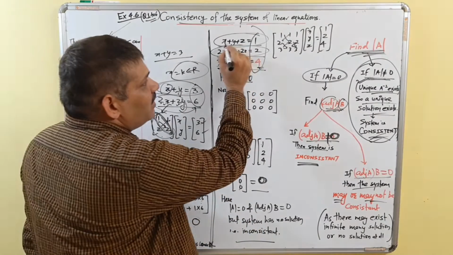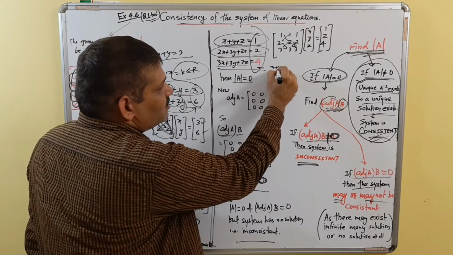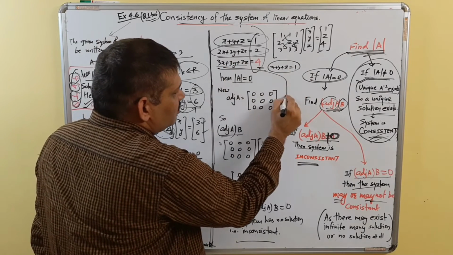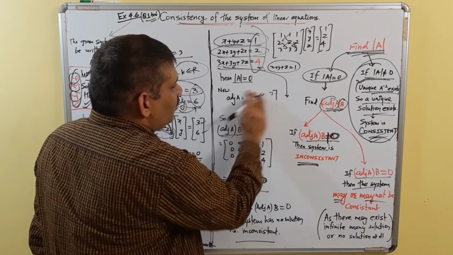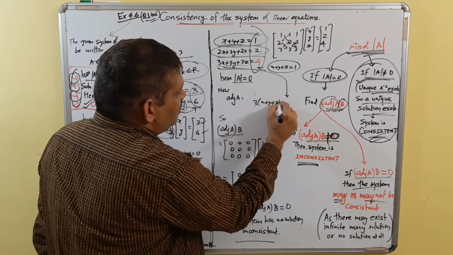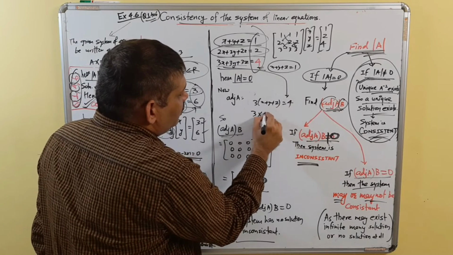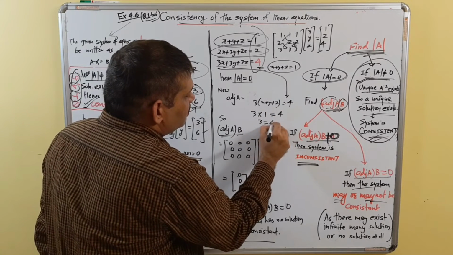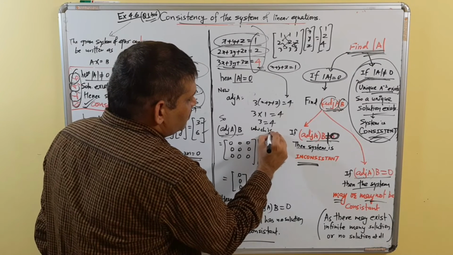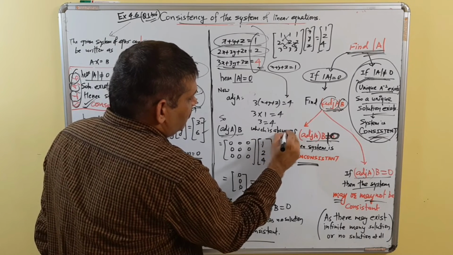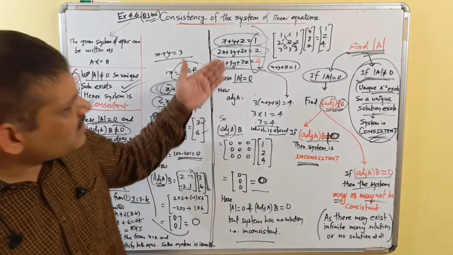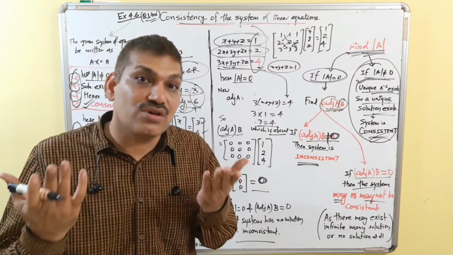See, if I take x plus y plus z is equal to 1 and put this in equation 3, what do I find? 3 is common. x plus y plus z is equal to 4. 3 into 1 is equal to 4. 3 is equal to 4, which is absurd. 3 can never be equal to 4. That means this will not have any solution.